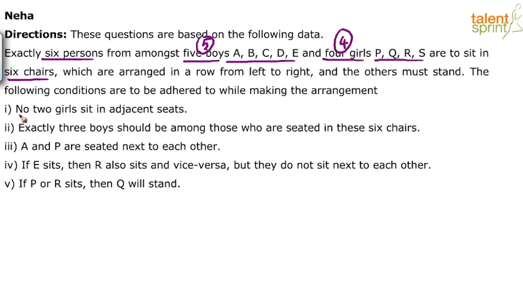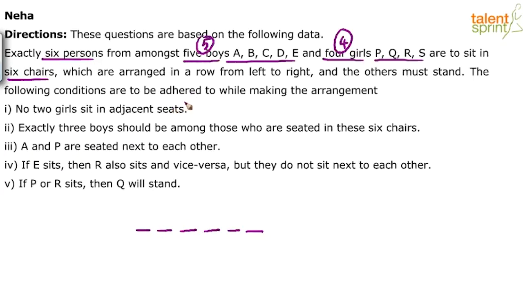So look at the first one. The first condition says no 2 girls sit in adjacent seats. Understand that there are 6 positions: 1, 2, 3, 4, 5, 6. Now, no 2 girls sit in adjacent seats means what? The girls should not come together. No 2 girls have to come together, right? There must be at least 1 boy between every pair of 2 girls. You getting it? There has to be at least 1 boy in between 2 girls, right? The girls cannot be consecutive.